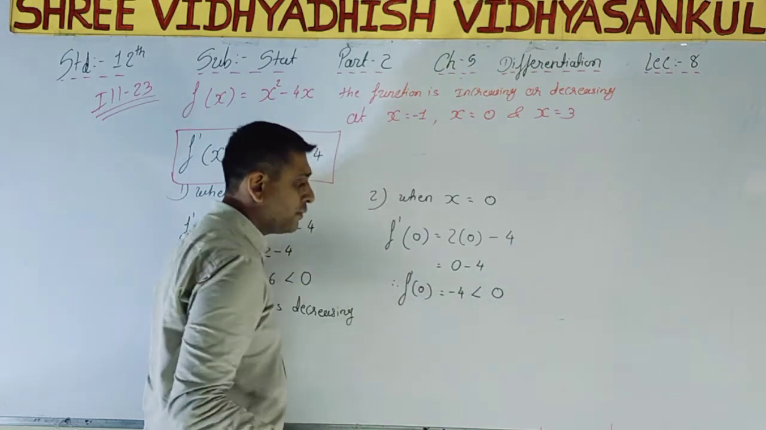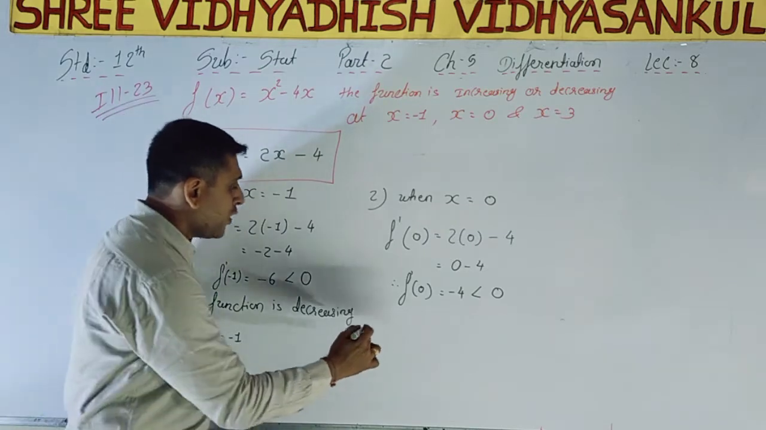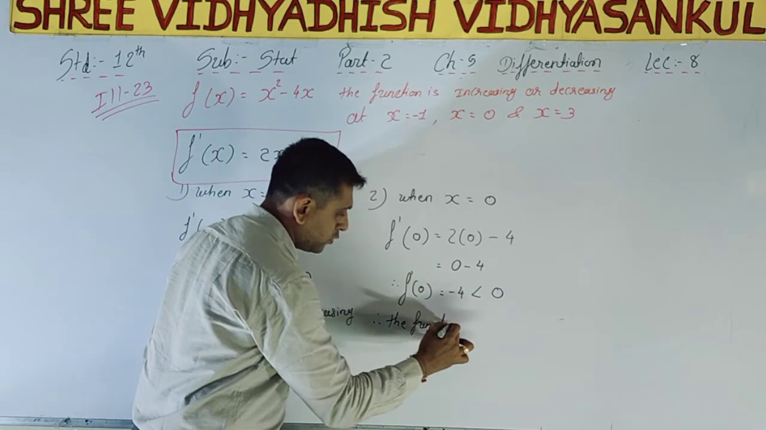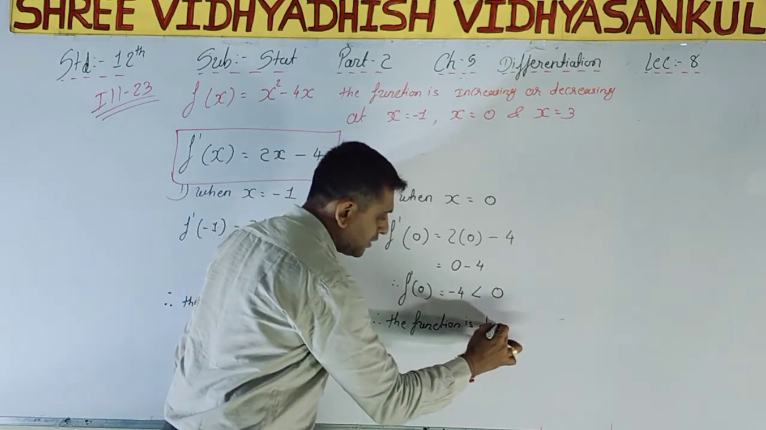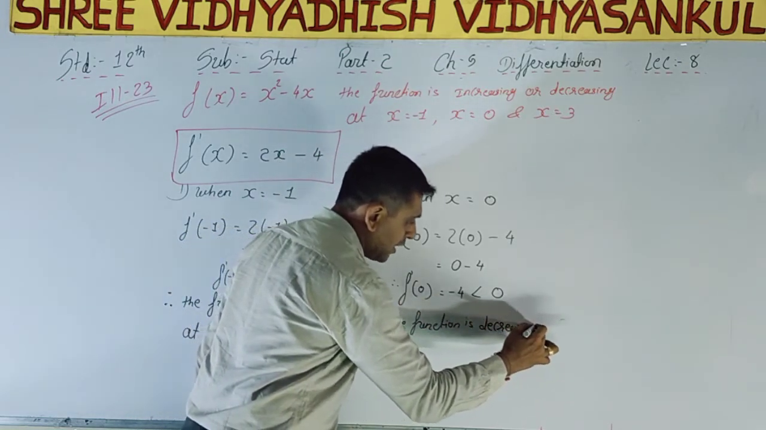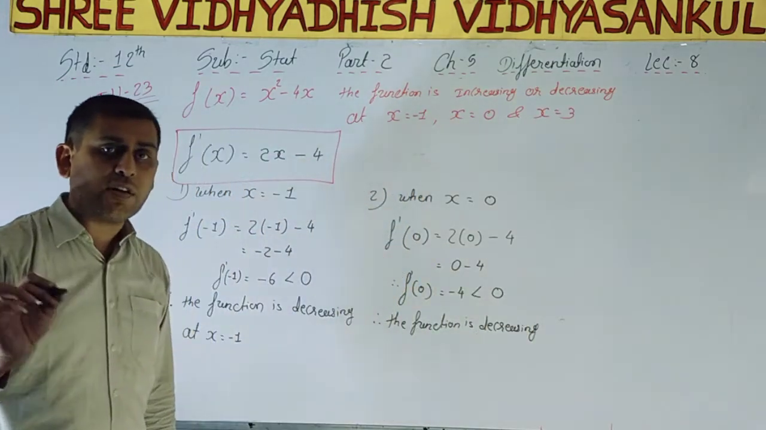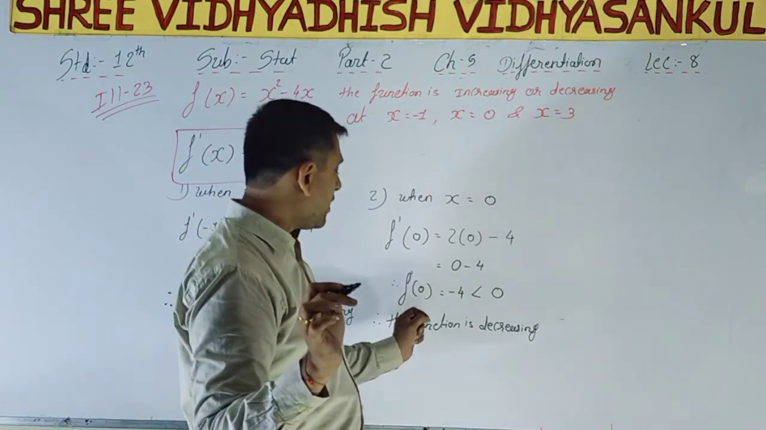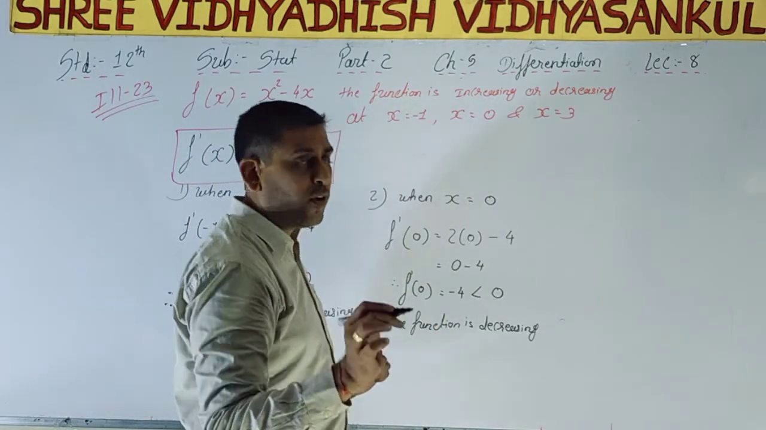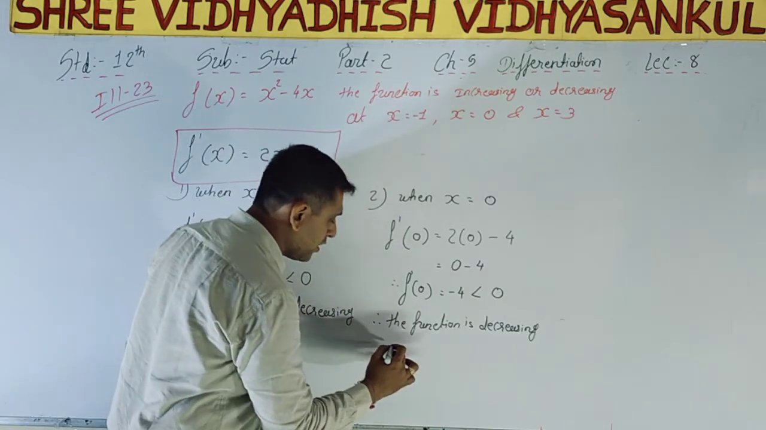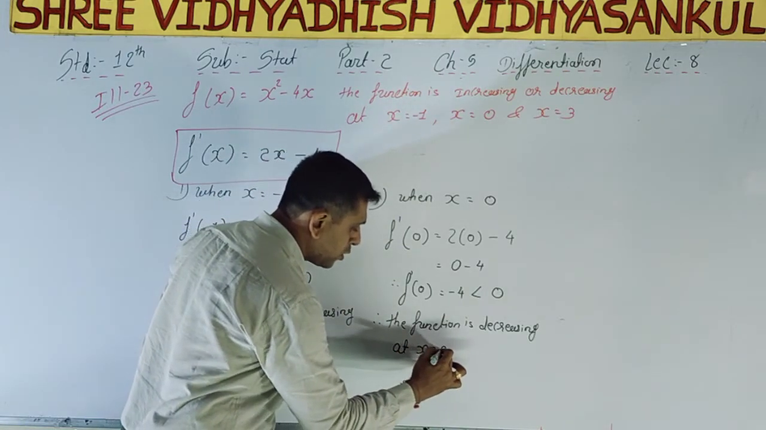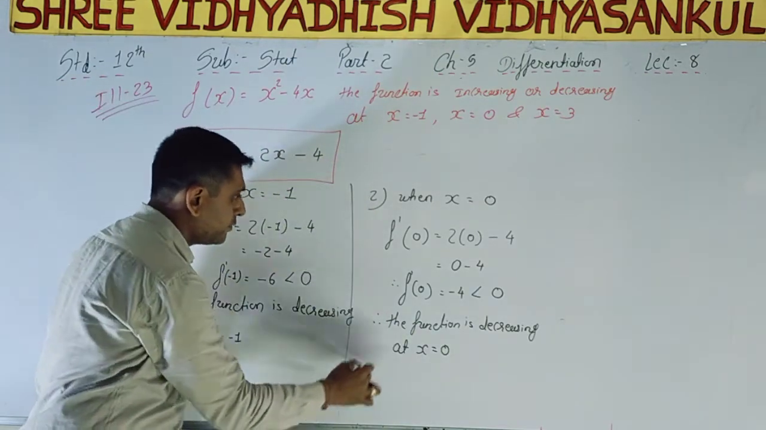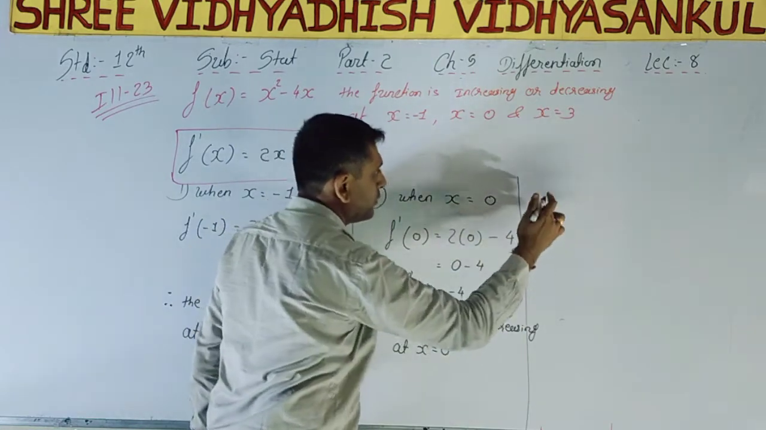Again it is less than 0, so we can write that therefore the function is decreasing, because the answer is negative. Whenever the answer is negative, that is less than 0, then we can say at that point, at that value, the function is decreasing. The function is decreasing at x is equal to 0. Okay, so here is your second answer. Now the third one.